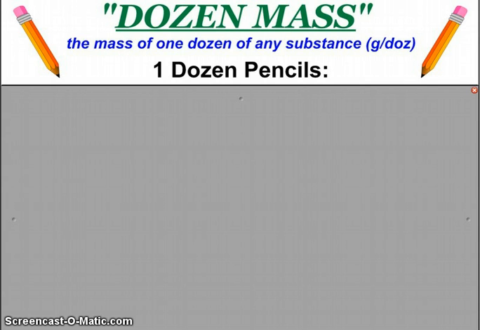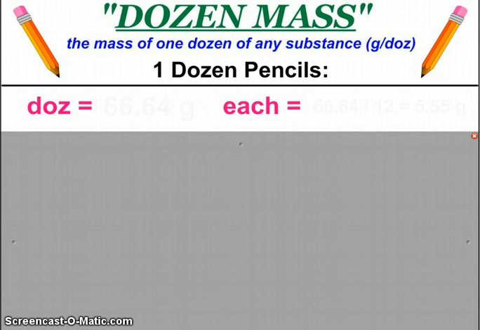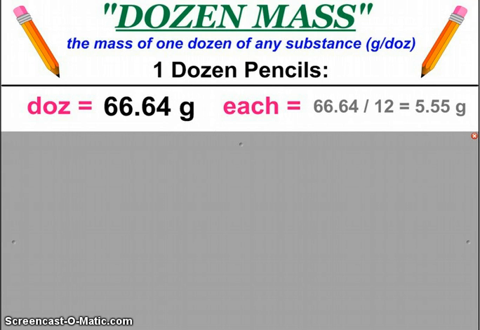Well, let's say I have a dozen pencils, 12 pencils, and I wanted to know, well, how much does a dozen pencils weigh? What would I do? I'd put them on the scale. So let me do that for you. Done. 66.64 grams. Well, how much does each pencil weigh? I'm sure you're thinking, I'll take that 66.64, divide it by 12, and get 5.55 grams.